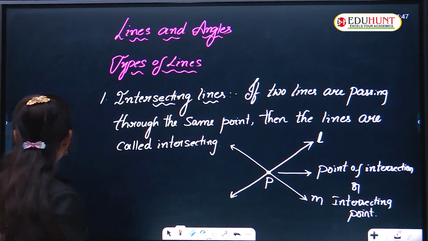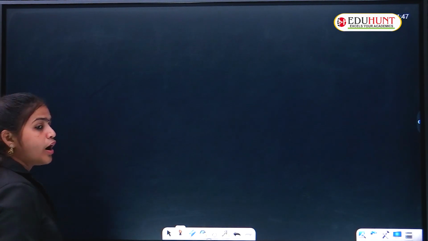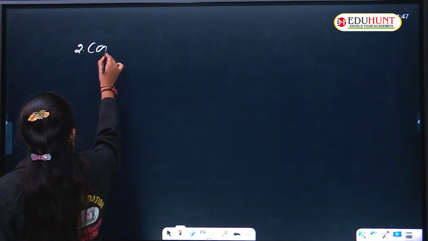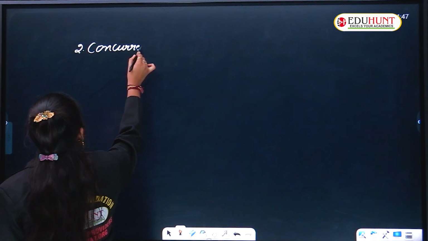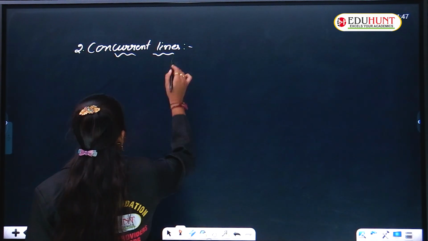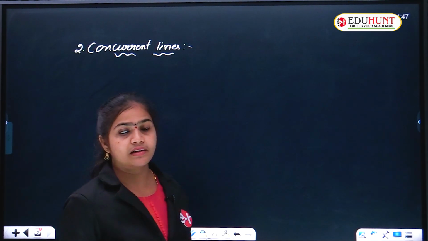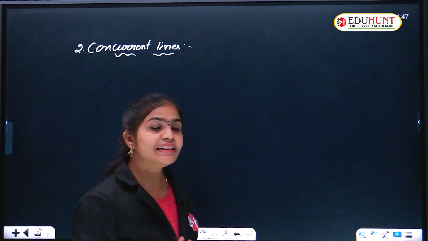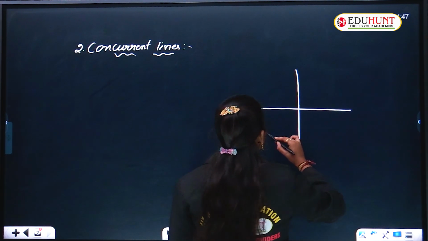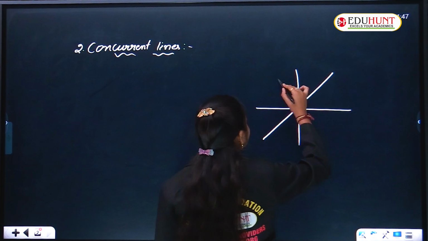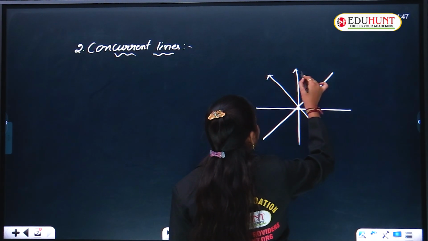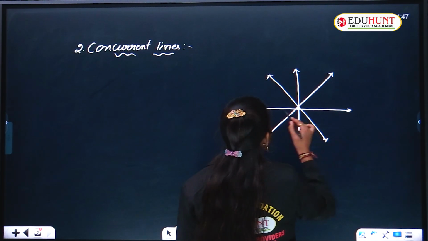Understood? The next type of lines is concurrent lines. What is that, ma? Concurrent lines. Concurrent lines means what? Intersecting lines means two lines passing through the same point. Now here, three or more than three lines passing through the same point.